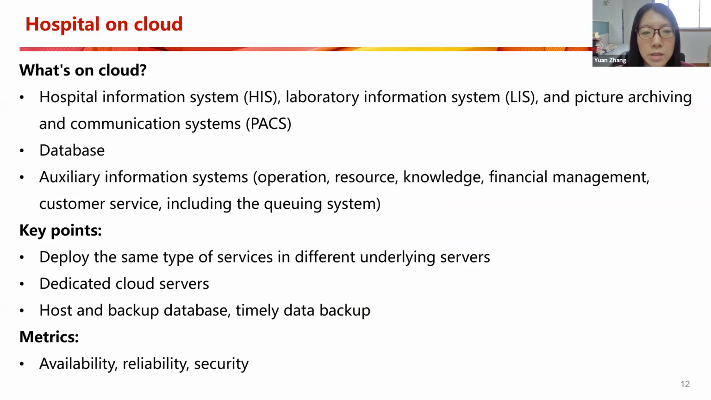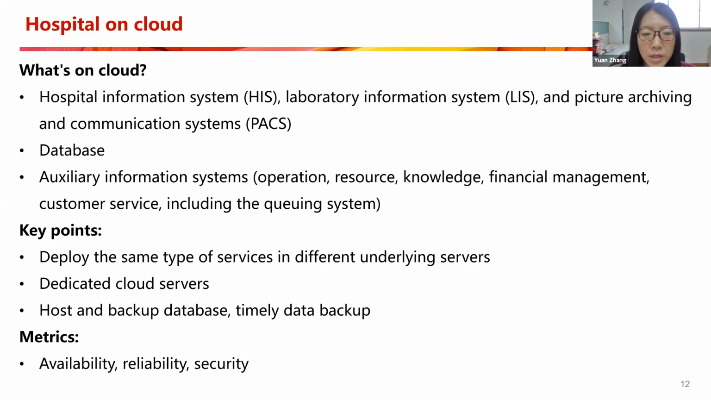So what's on cloud? It's normal to have the auxiliary information systems on cloud, but the Huoshanshan and Leishanshan Hospitals are applying the all-on-cloud solution. The major business and information systems are the hospital information system, HIS, laboratory information system, LIS, and picture archiving and communication systems, PACS. They are all on cloud, and so are the operation management, resource management, knowledge management, customer service, including the queuing system and all databases.